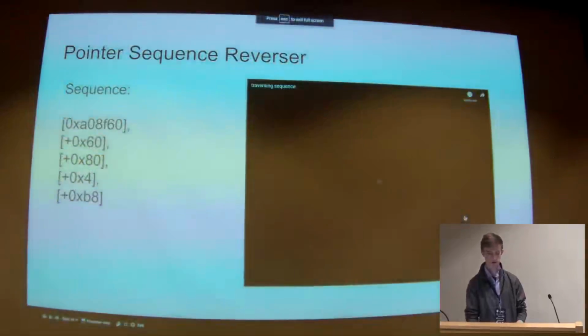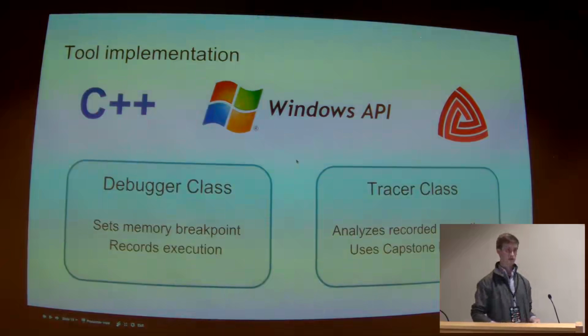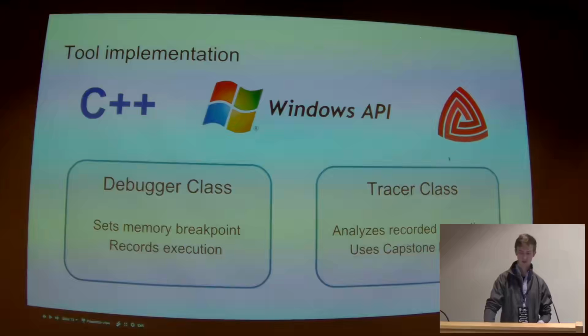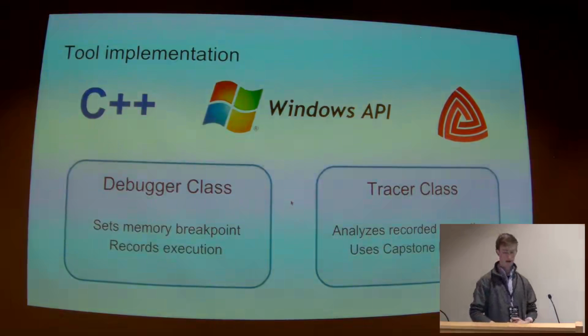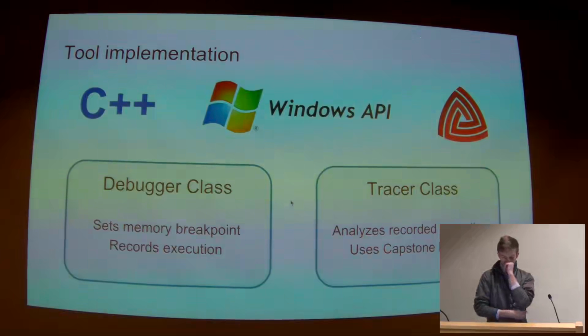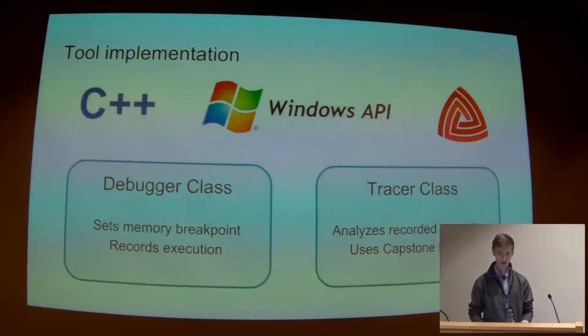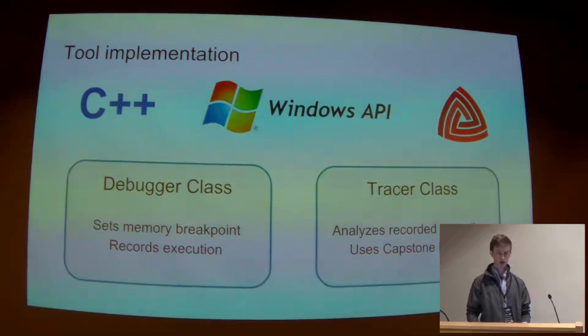Alright, so now to get to these tool implementation questions. I wrote it in C++, on top of the Windows API, and I used the Capstone disassembly engine to do some of the analysis on the instructions once they're recorded. You might be wondering, why didn't I just do this in Python? It might have been easier. Why didn't I write this as a plugin to some debugger? That might have been easier.